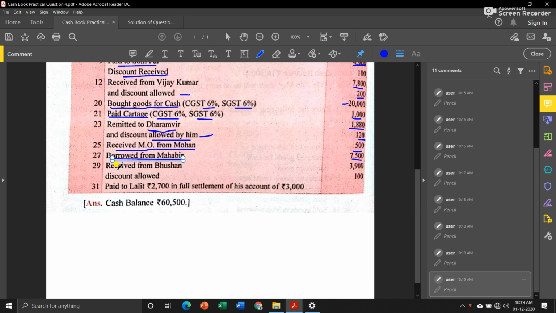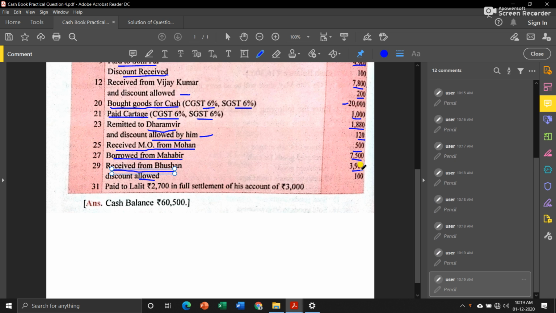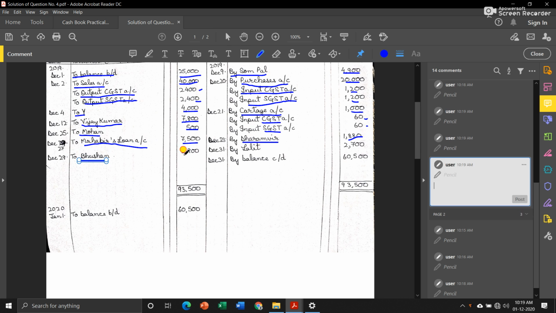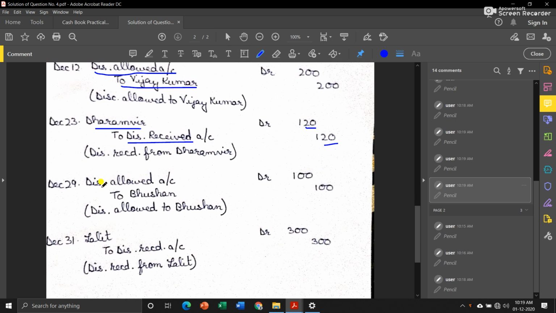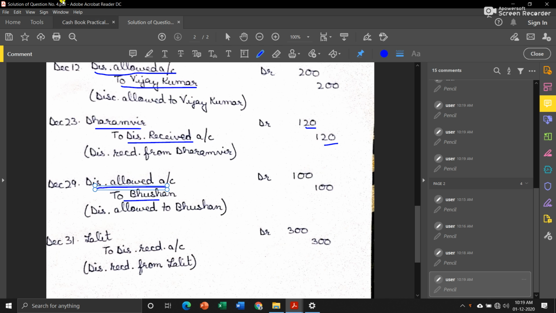Then next, on December 29, received from Bhushan and discount allowed. Now we received 3900 rupees from Bhushan and we allowed him discount of rupees 100. So on the debit side we will write to Bhushan 3900, and for discount allowed, we will pass one journal entry, discount allowed account to Bhushan rupees 100.